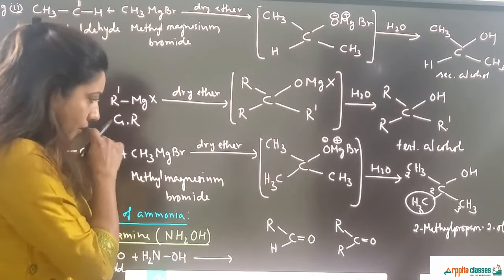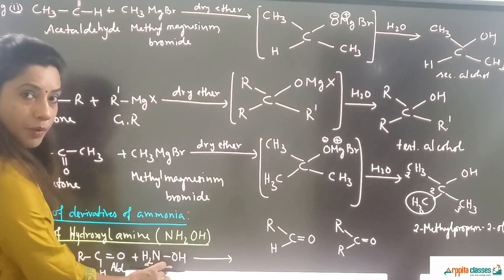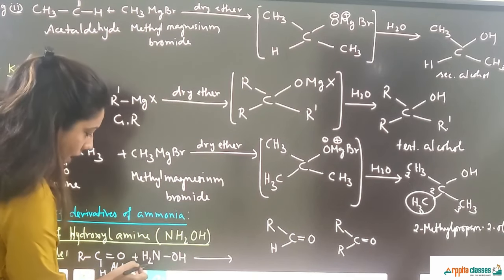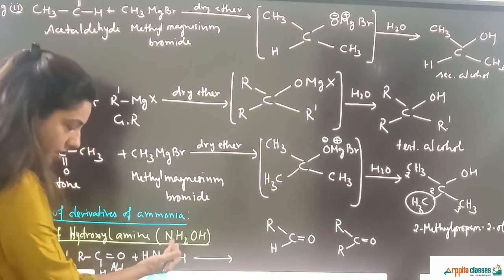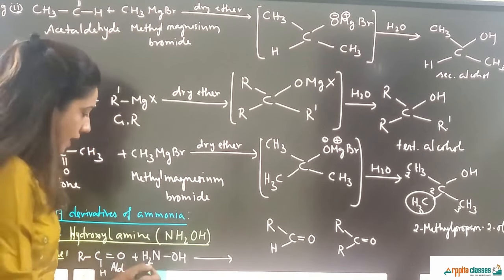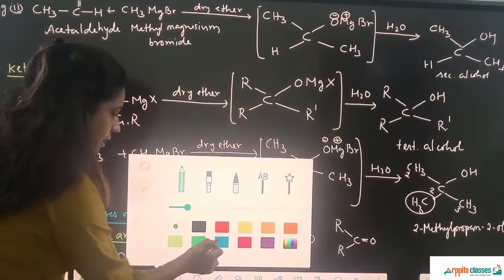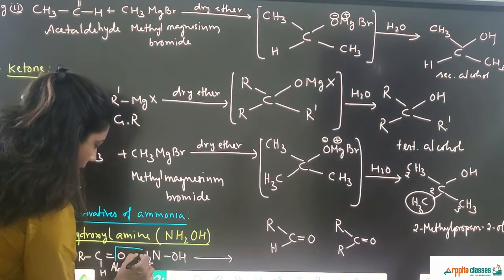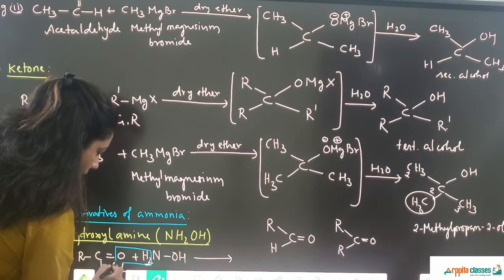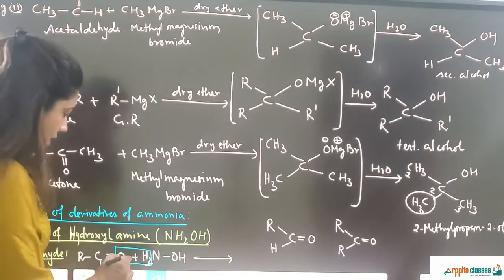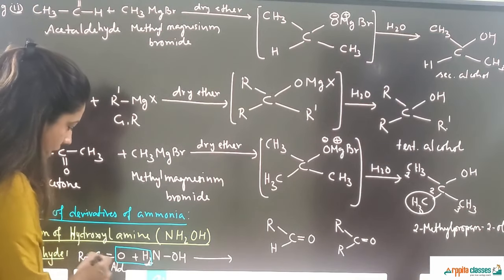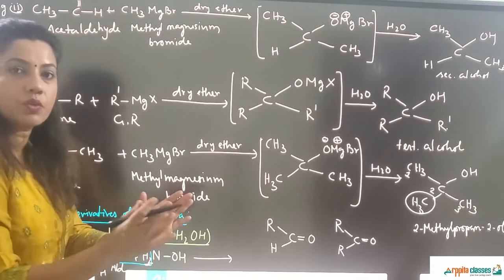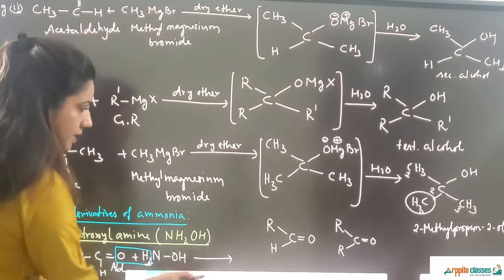Why? When you add the derivative of ammonia, always remember to write the H2 part on the side of the oxygen. Because in this reaction only one thing happens, and that is removal of water, in this way. If you write it properly, the reaction is very easy for you. The removal of water will take place this way, and the rest of the parts you just have to join together. So what are you getting? Just see.